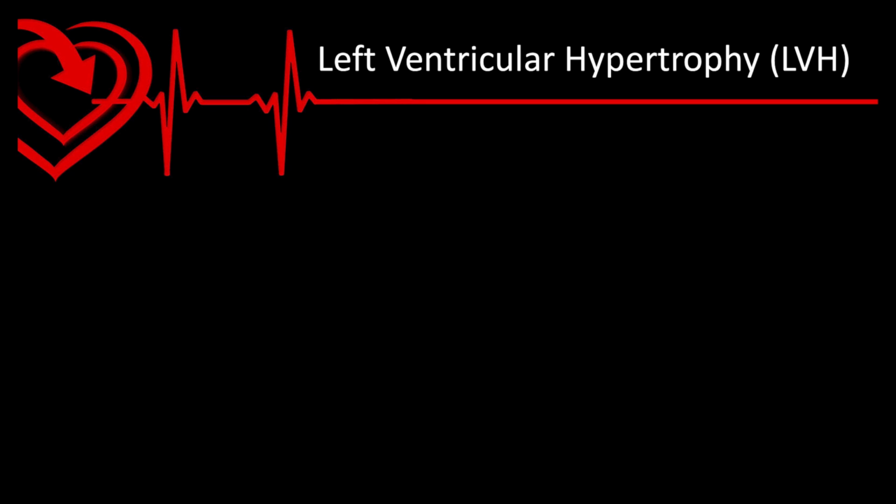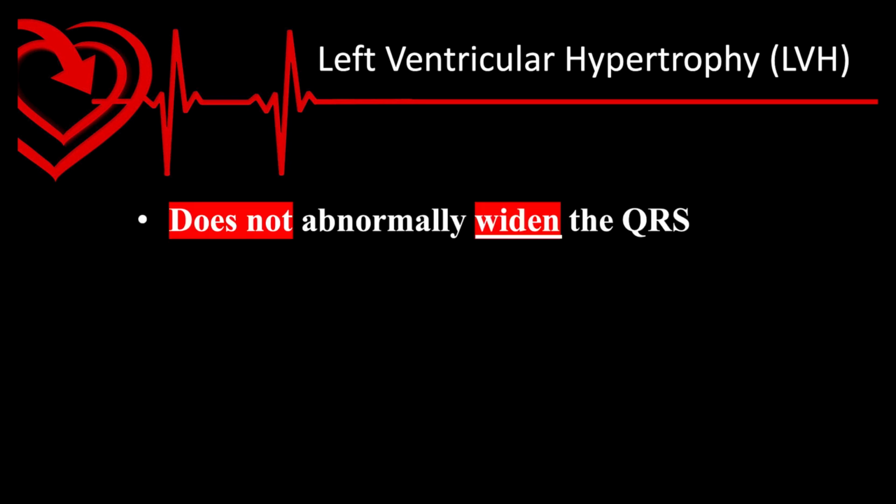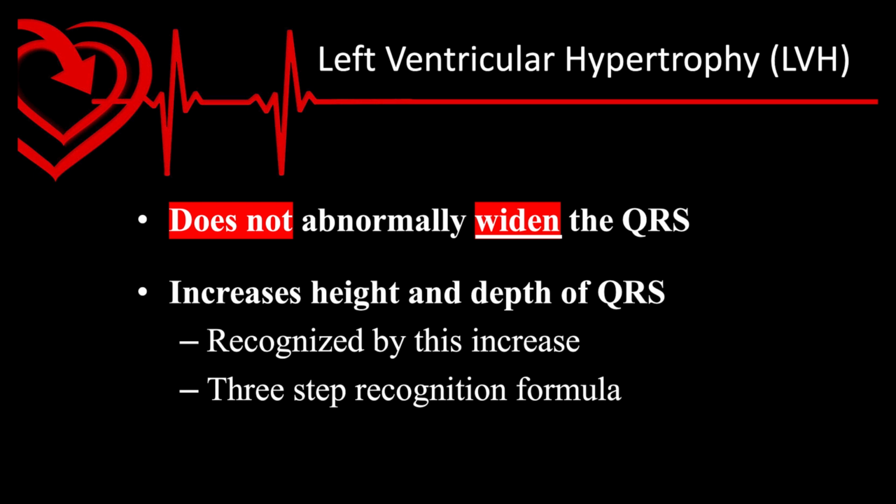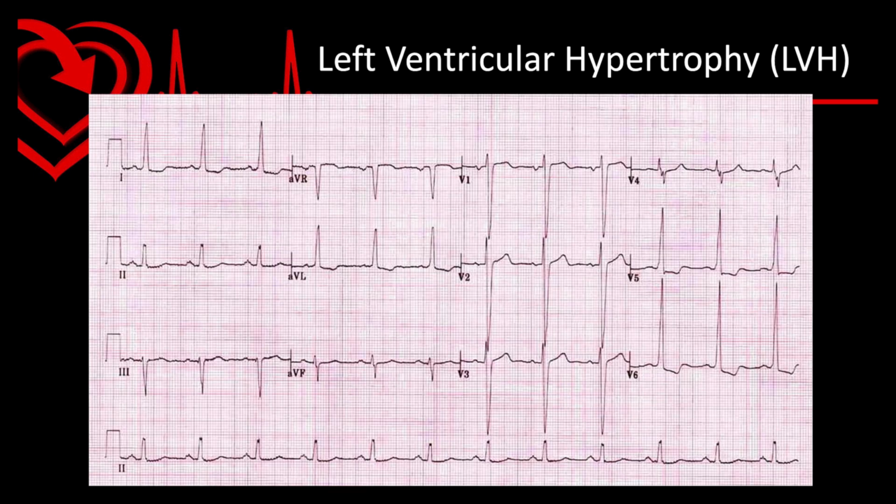Left ventricular hypertrophy is the next one, and it's very common. Anybody with chronic hypertension is at risk for developing hypertrophy, and in hypertrophy it does not typically widen the QRS unless there is also some other conduction problem going on, but it does deepen or increase the height of the QRS. It's recognized by this increase, and there's a 3-step formula, but it's really pretty simple to spot. So in this example, you can see very dramatic, deep, and tall QRSs. That's your first clue that this is probably ventricular hypertrophy.